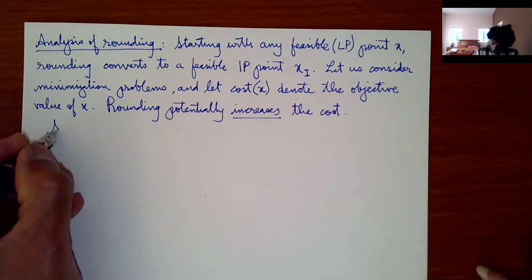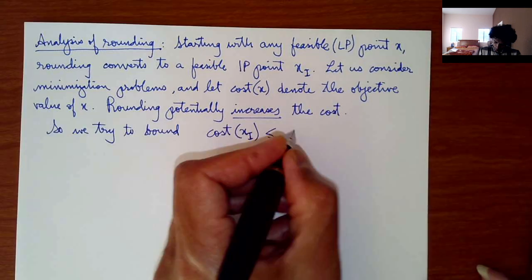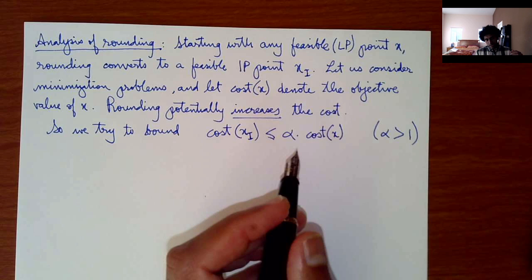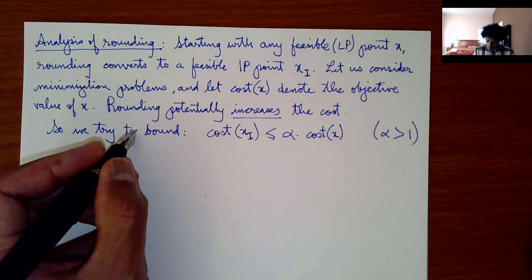So in the analysis, we prove a bound of this form: cost of x integral should be at most alpha times cost of x, where alpha is something greater than 1. So we get an upper bound saying that the cost of the integral point is going to be at most alpha times the cost of the fractional point.